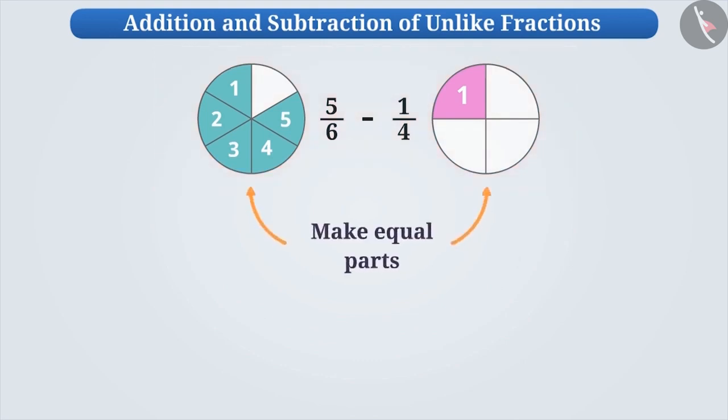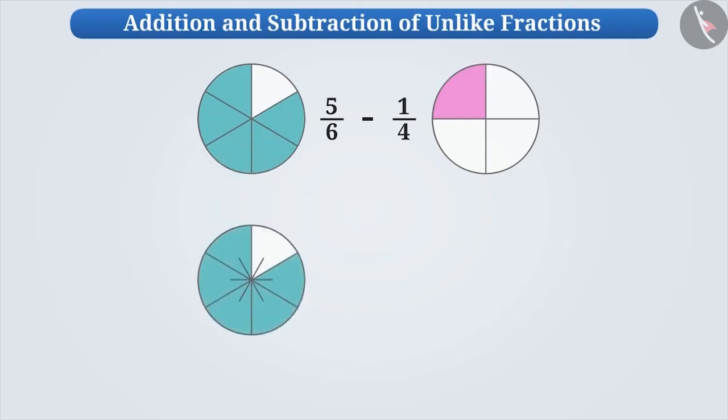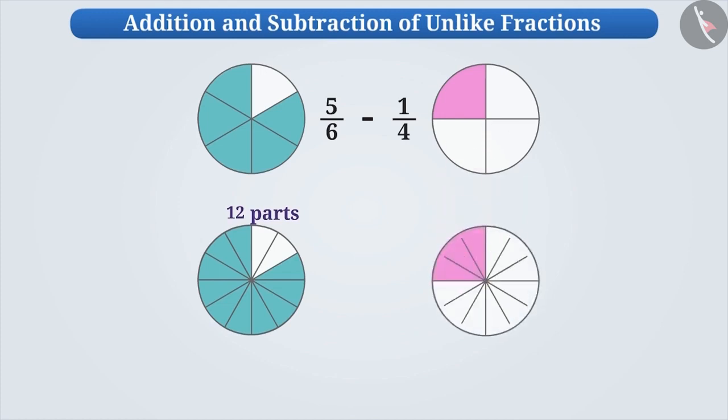Can you think of a way to do this? Okay, let me tell you. If we divide each of these 6 parts into 2 parts, then we get 12 equal parts. Similarly, if we divide each of these 4 parts into 3 parts, then too we get 12 equal parts. Now that the total number of parts is equal, we can subtract them.